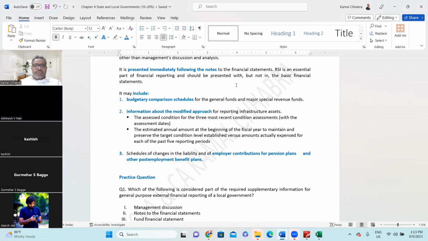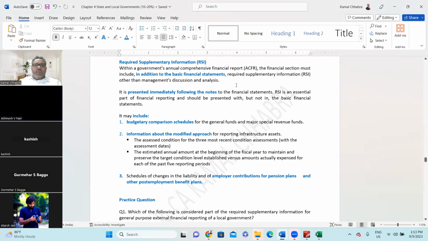The schedule of changes in the liability and the employer contributions for pension plans and other post-employment benefit plans, that also you need to disclose. If there is any pension plan, you also need to disclose it in detail. So two more pieces of information. First one is the information about the infrastructure asset for 5 years. And the second one is for the long-term employee benefit contribution plan or the defined benefit plan. That also you need to disclose.